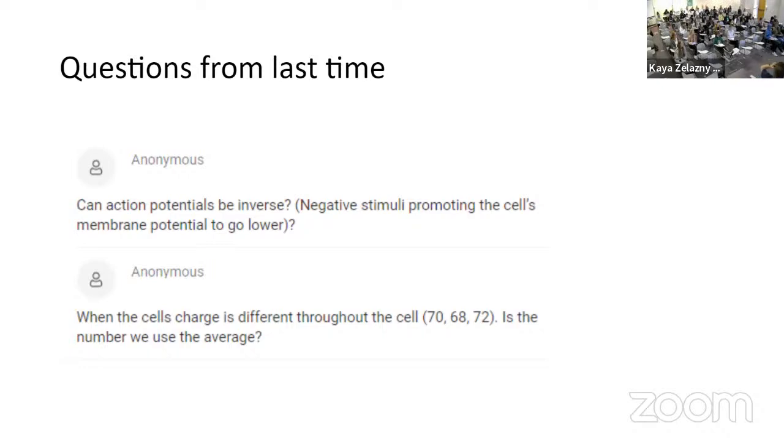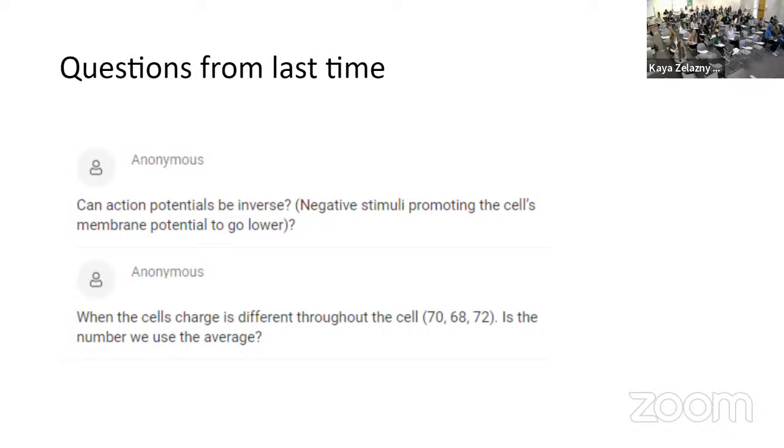All right. So, action potentials will really always spike to positive 30. We're going to hopefully talk about them today, so they'll never be inverse. But we will have negative stimuli that move the membrane potential down. But those would be graded potentials, and they're going to stop us from firing off an action potential.